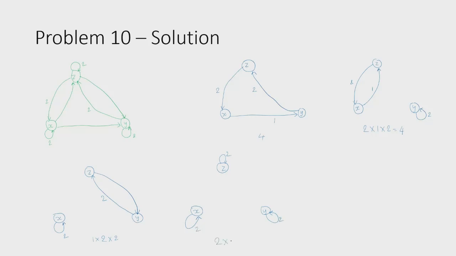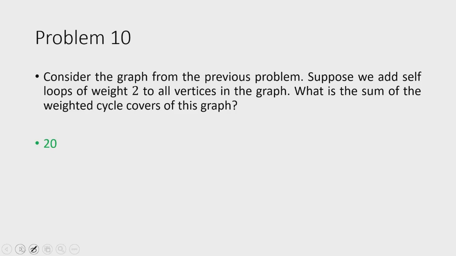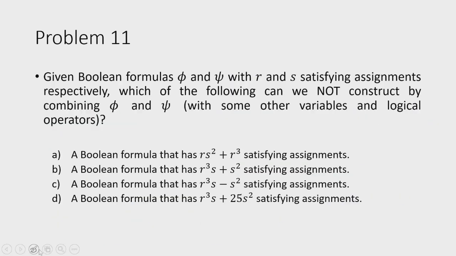And the weight of this is 2 times 2 times 2 equals 8. So you can convince yourself that these are the only cycle covers. So the sum of the weights is 4 plus 4 plus 4 plus 8 is 20. And that was the answer. So now let's look at the next problem.